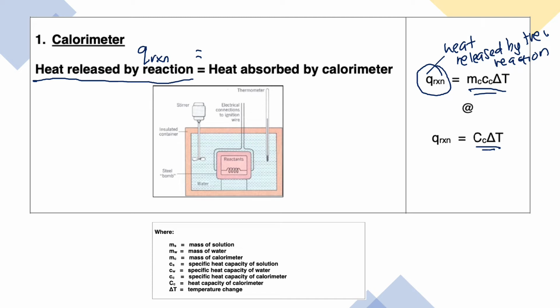You are going to see some of these symbols. m_s is the mass of solution. Here we have m_c, which refers to the mass of the calorimeter. Small c is the specific heat capacity of the calorimeter. Big C is the heat capacity of the calorimeter. And ∆T is the temperature change.